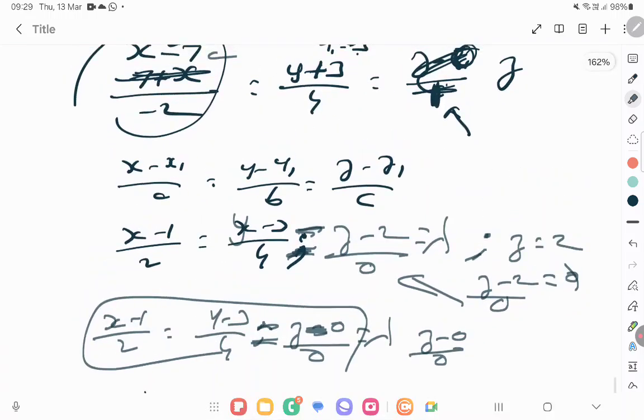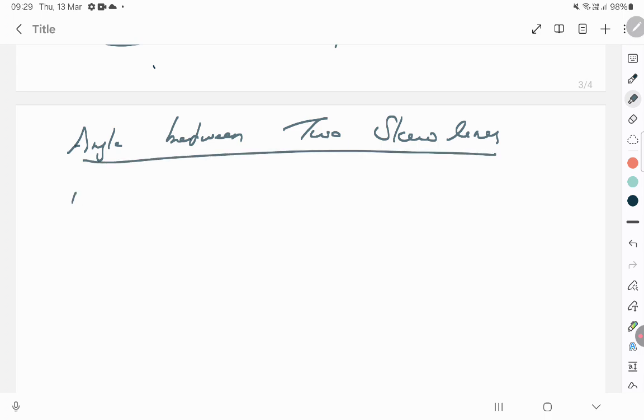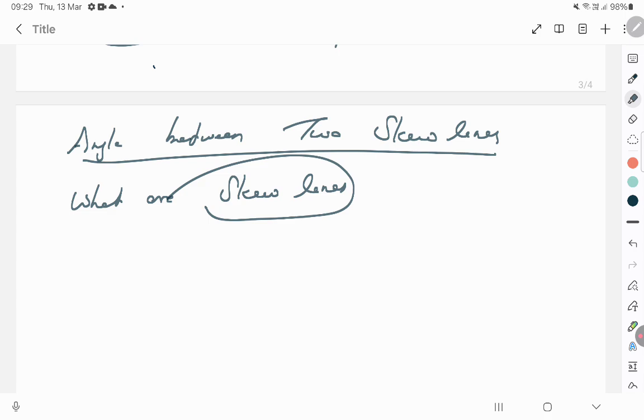Yes. So next is angle between two skew lines. What are skew lines? Skew lines is, in 3D, there is a room, no? The floor is one plane, the wall is another plane. Do you think these two will ever meet? A line on the wall and the line on the floor will never meet. Such lines are called skew lines. Skew lines are those which are lying in two different planes.